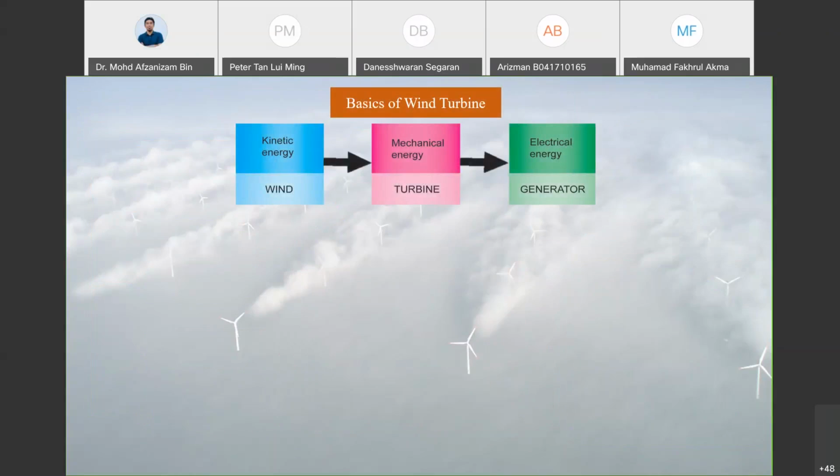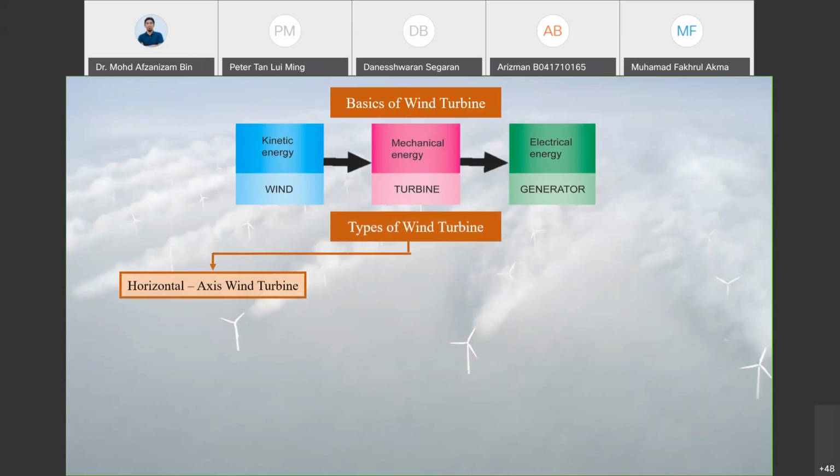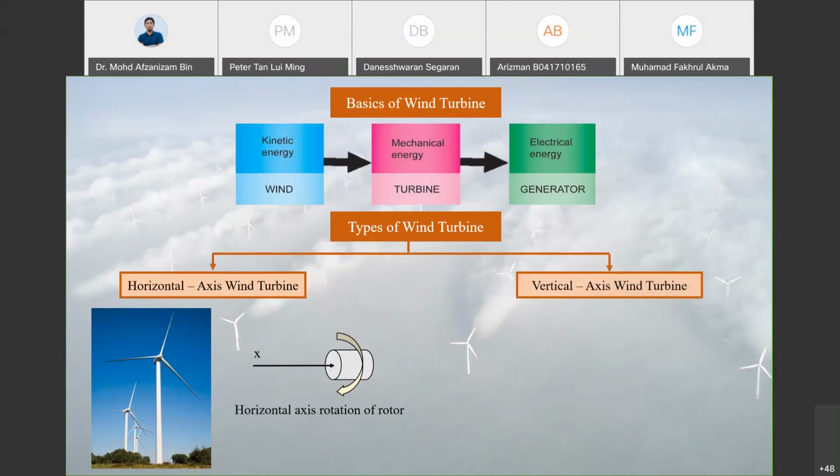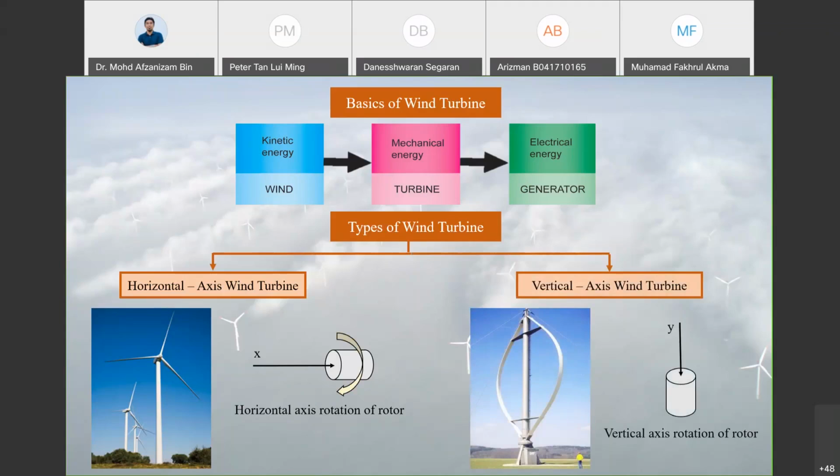The basic of a wind turbine is that the kinetic energy of the wind flows to the rotor of the turbine and turns into mechanical energy, also inside the gear, and then is transmitted into electrical energy in the generator. There are basically two types of wind turbine. The horizontal axis wind turbine means that the rotation of the rotor is on the horizontal axis. And for the vertical axis wind turbine, the rotation is on the vertical axis.